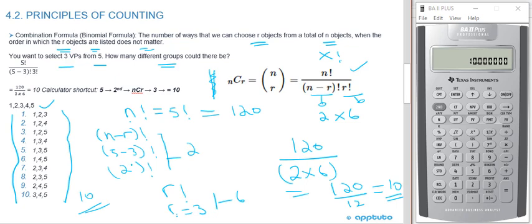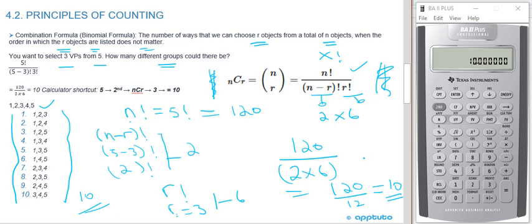using the combination formula. You've got 5 VPs, and you want to select 3 VPs from the 5. How many different groups could you have? You could have 10. So don't be intimidated by the formula. It looks a little bit intimidating at first, but using the functionality on the calculator and working your way through it, calculating the numerator and the denominator is very easy.